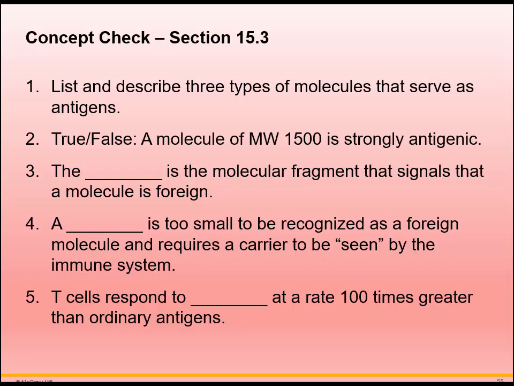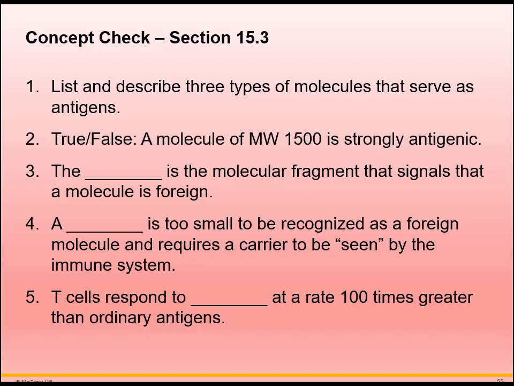So our concept questions, concept check 15.3. Number 1, list and describe 3 types of molecules that serve as antigens. Number 2, true or false, a molecule of 1500 molecular weight is strongly antigenic. Number 3, the blank is the molecular fragment that signals that the molecule is foreign. Number 4, a blank is too small to be recognized as a foreign molecule and requires a carrier to be seen by the immune system. And number 5, T cells respond to blank at a rate 100 times greater than ordinary antigens.